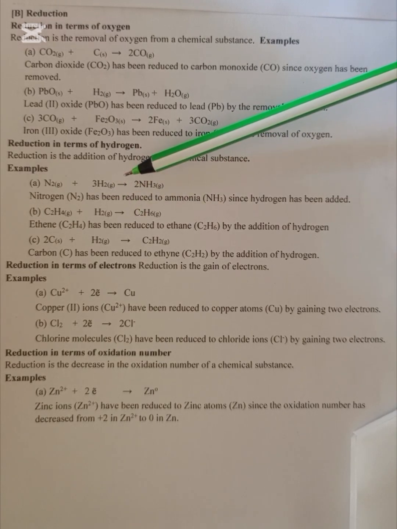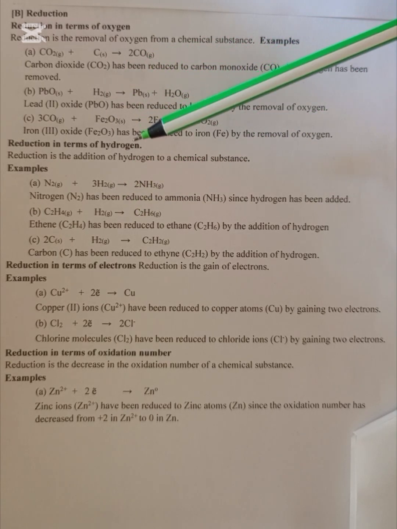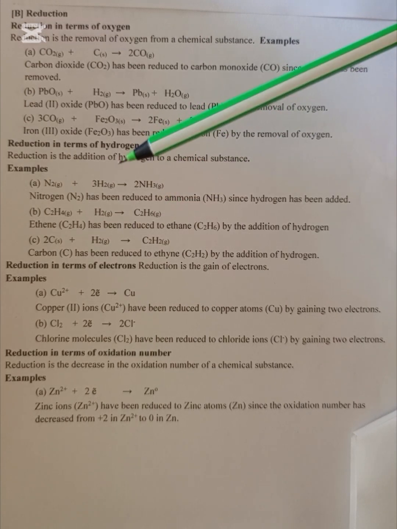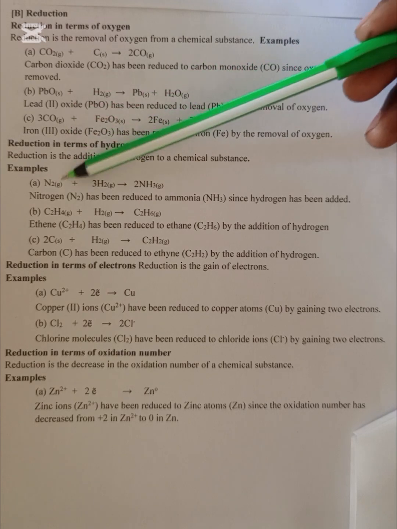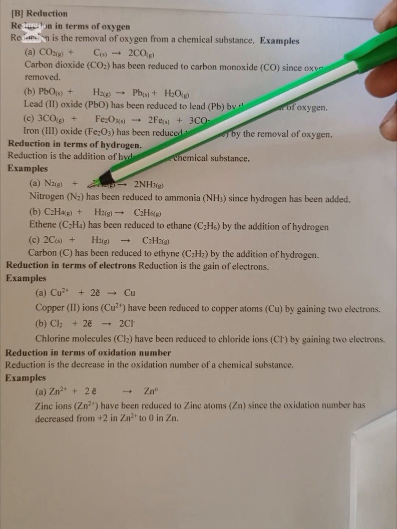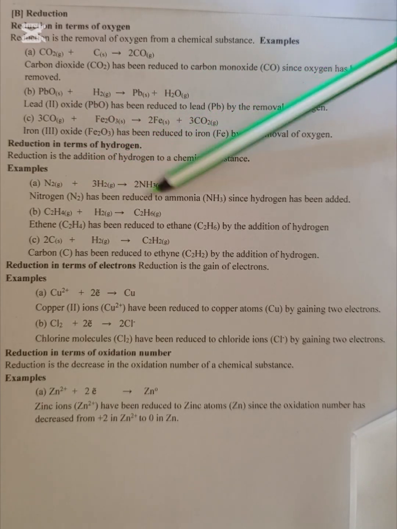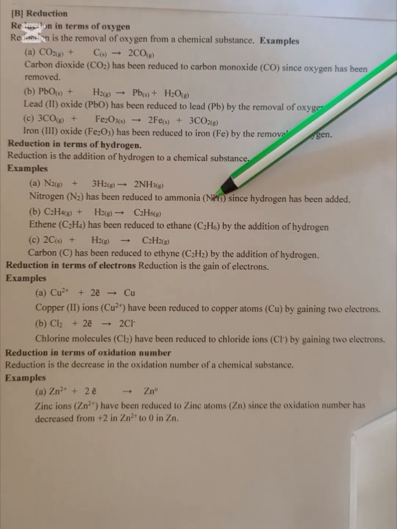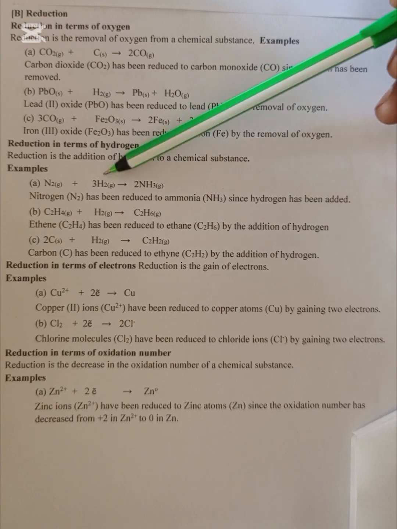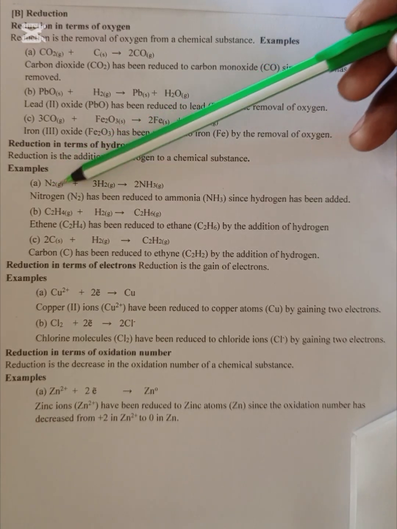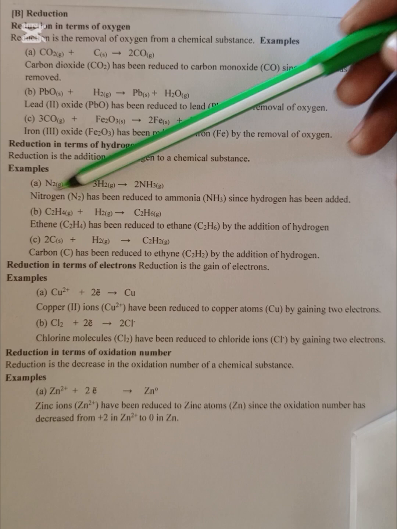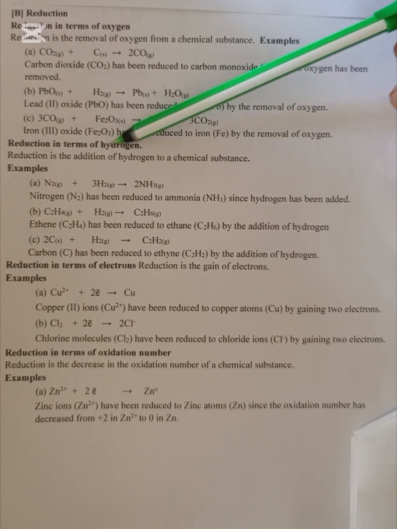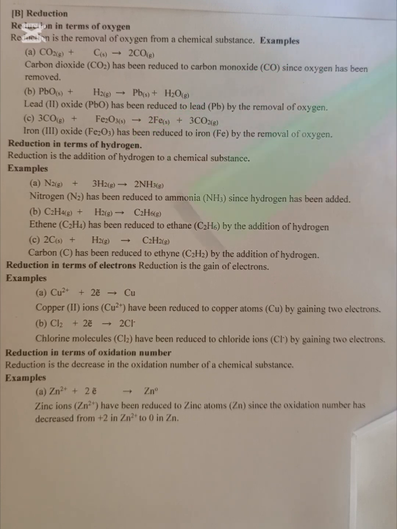We can also look at reduction in terms of hydrogen. In terms of hydrogen, reduction is simply the addition of hydrogen to a chemical substance. Let's look at some examples. We've got nitrogen reacting with hydrogen to form ammonia. So nitrogen has been reduced to ammonia since hydrogen has been added. The addition of hydrogen to nitrogen is what you call a reduction in terms of hydrogen.